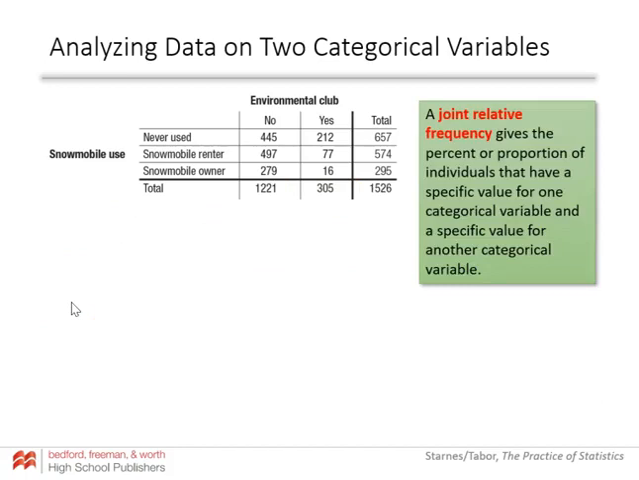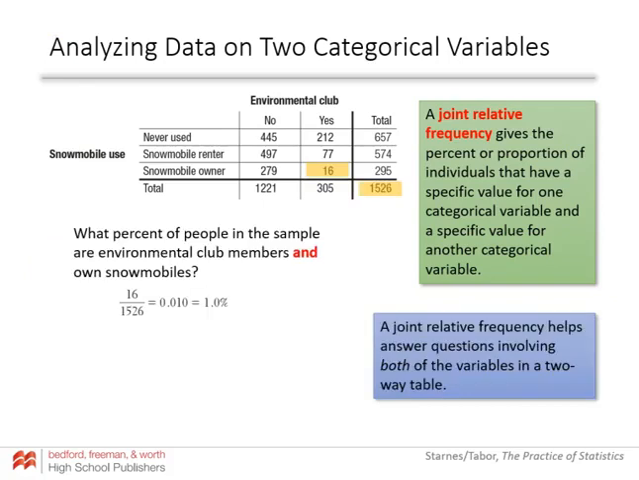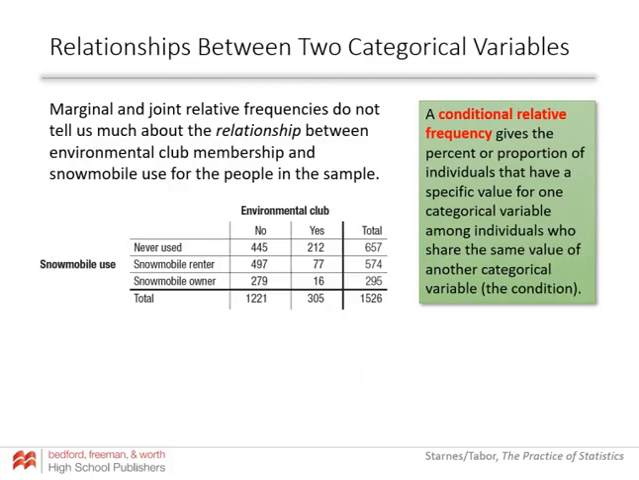Okay, we can also do what's called a joint relative frequency, and that's when we look at two specific variables at the same time. If I wanted to know what percent are in environmental club and own a snowmobile, I'm looking at the intersection of those two things. For environmental club and owner of snowmobile, there are 16 people in that little group, so 16 out of 1526.